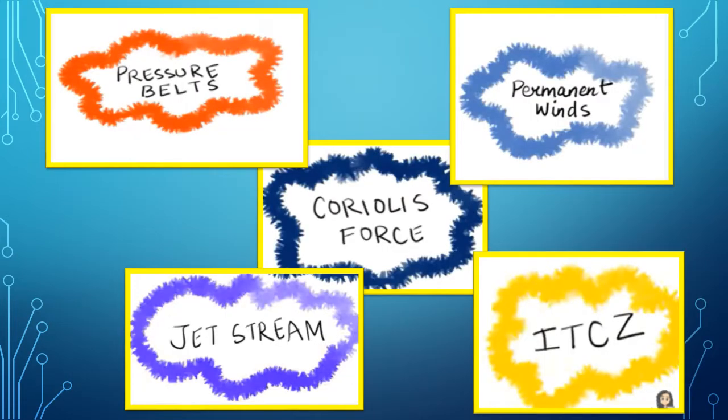Children, before I explain to you the factors affecting India's climate, first we need to learn about certain concepts. Now these concepts are pressure belts. I'm sure you have learnt it earlier, but we need to revise them. It's pressure belts, the permanent winds, the Coriolis force, the jet stream and ITCZ.